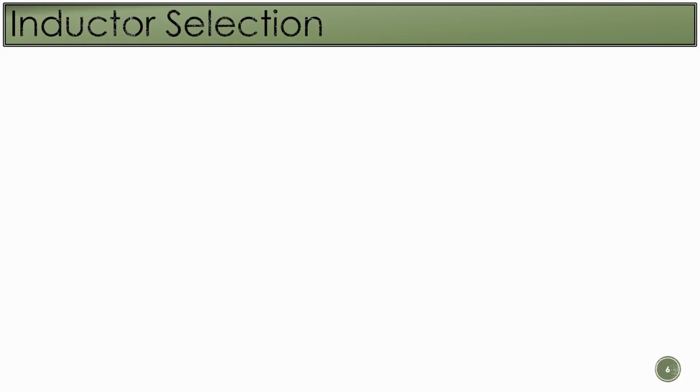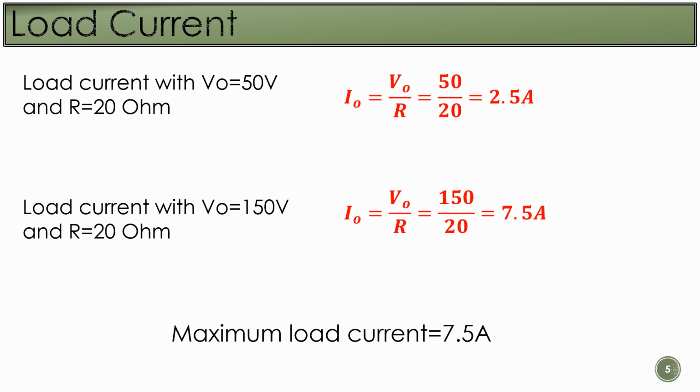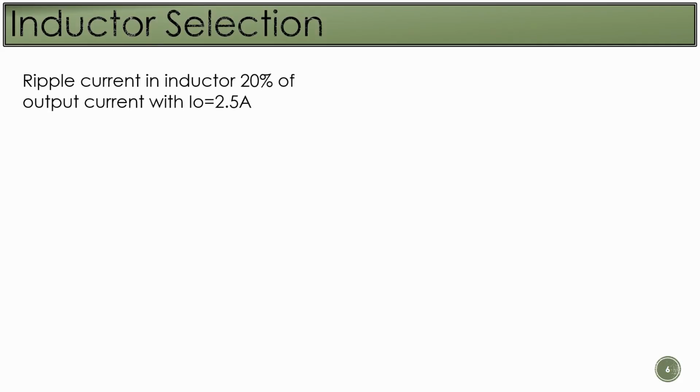Let's select the inductor value first, because we have calculated the current. The inductor value depends upon the ripple current. How much ripple is allowed through the inductor current? 20% ripple is allowed. In the first case, the current is 2.5 ampere, and in the second case, it is 7.5 ampere. Let us calculate the inductor for 2.5 ampere output. For 2.5 ampere output with 20% ripple, the ripple current delta IL is 0.2 into I0, that is 0.2 into 2.5, which comes to 0.5 ampere.